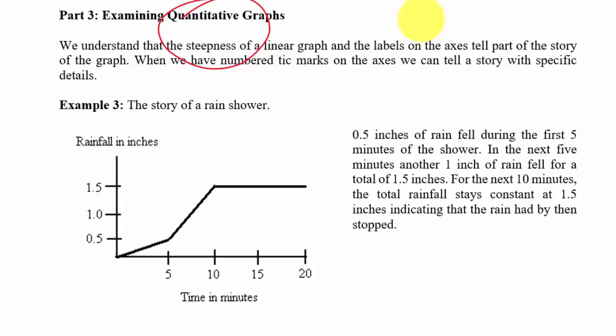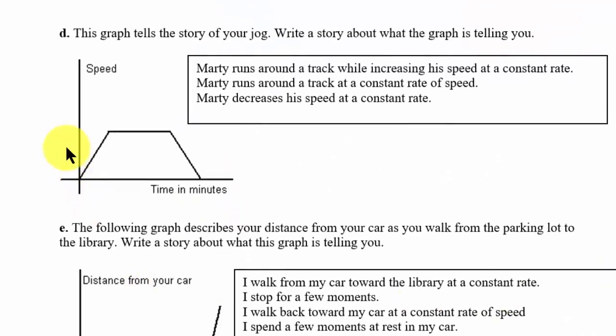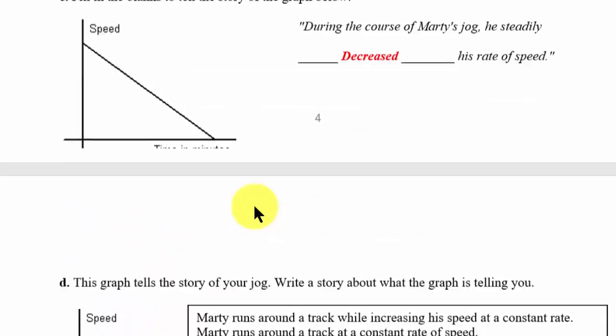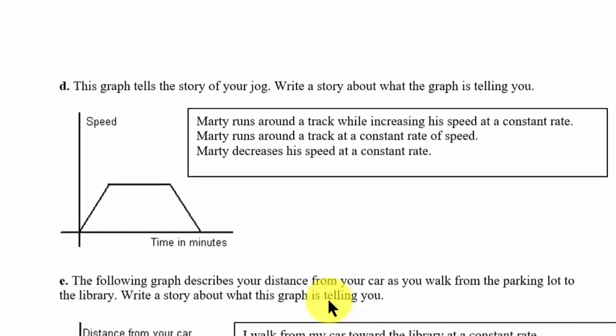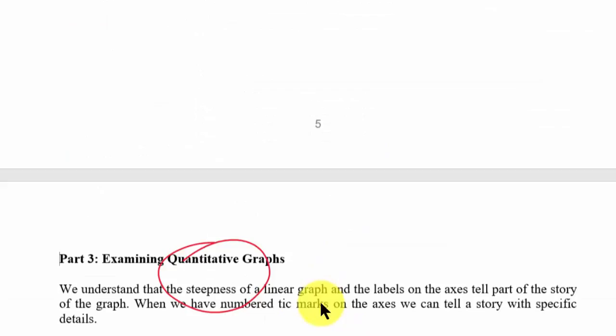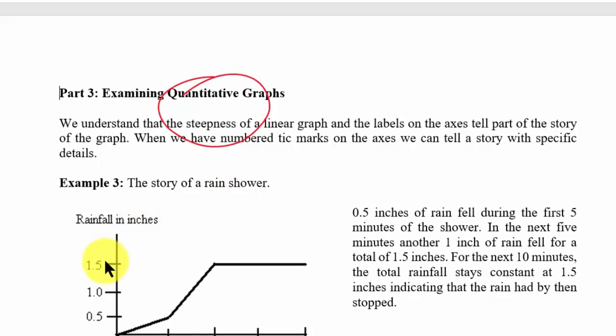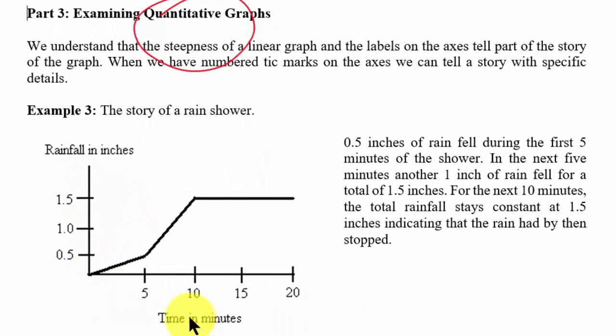So what's the difference? See, qualitative graphs, all of the graphs that we looked at, there were no numbers on the axis, right? It just says speed, right? It doesn't really quantify how fast, or time. It doesn't quantify how many minutes, right? None of these graphs have numbers. So they're qualitative graphs. For quantitative graphs, we can quantify things. Rainfall, how much rainfall fell. Time, how many minutes went by, right?